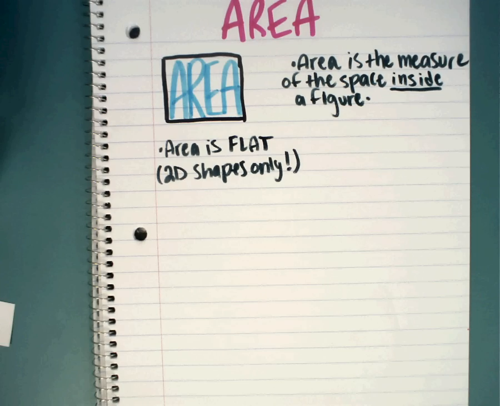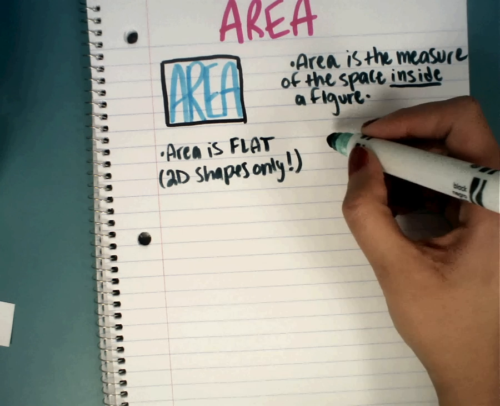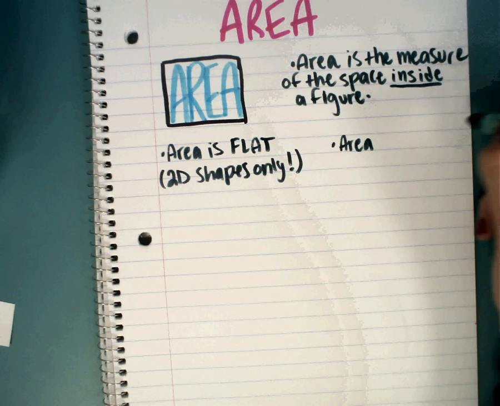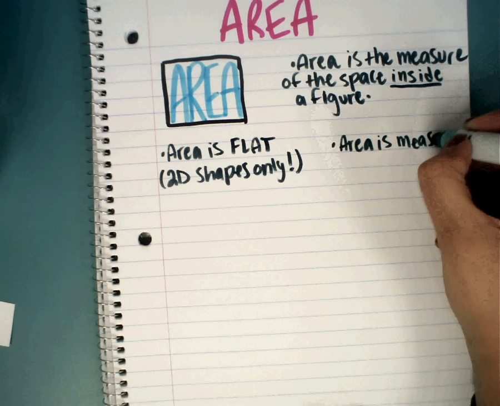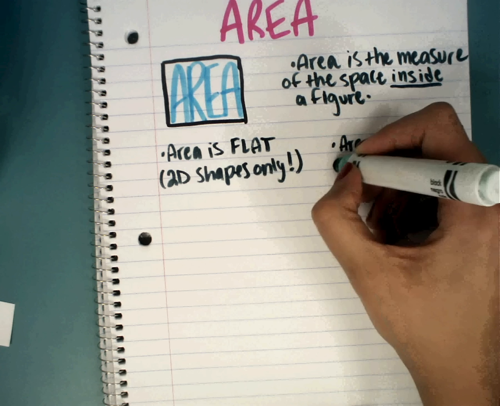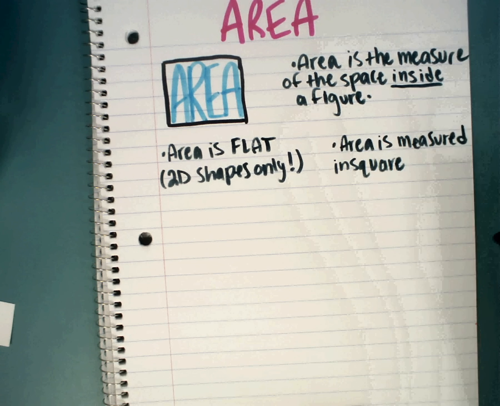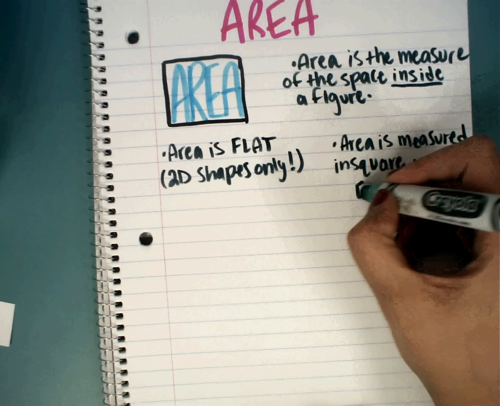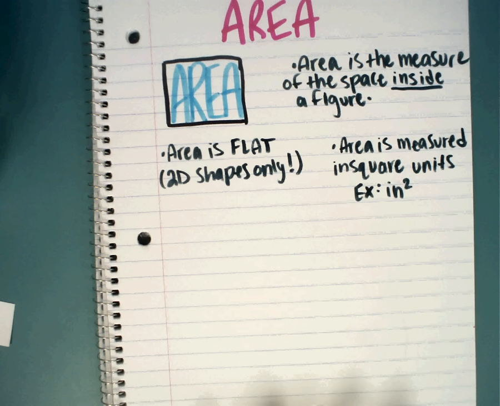So another key thing about area is that it is measured in square units. An example of that would be inches squared. That's how you write square. Remember how we talked about square numbers before? I'll tell you the formula for area in a second, but it's length times width. And I'll show you that in just one second.